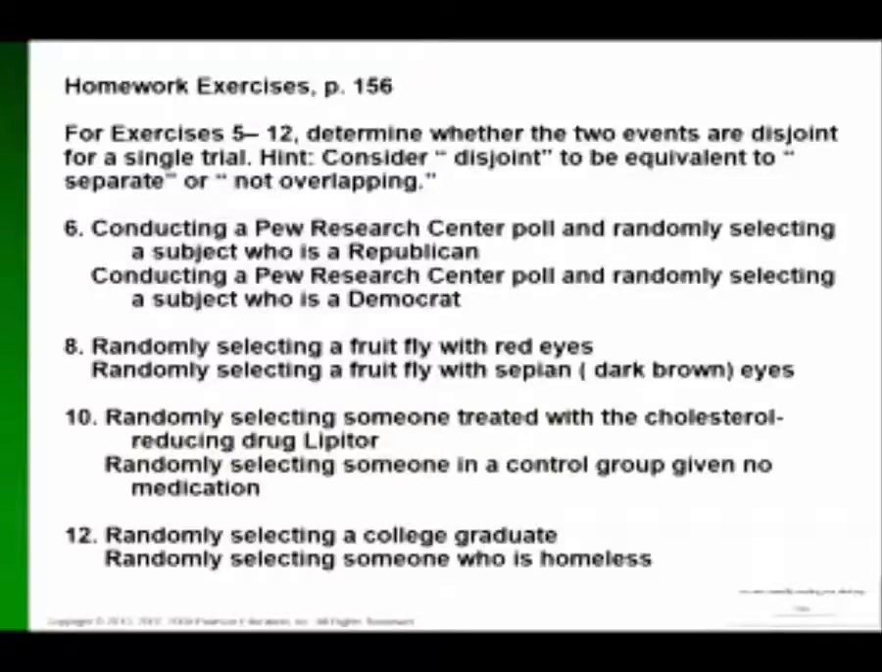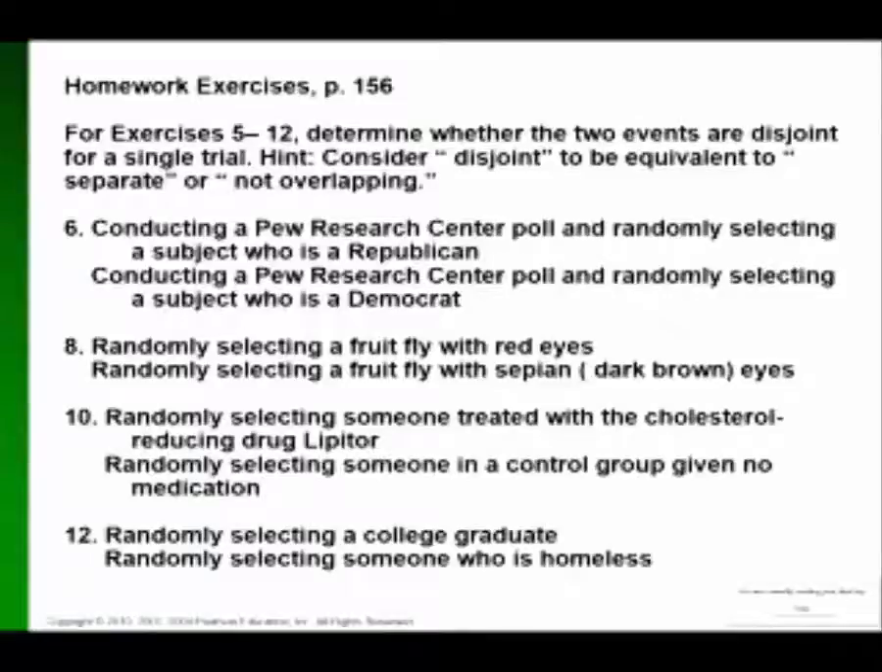Number 10, randomly selecting someone treated with Lipitor and finding out that same person is in the control group and taking no medicine. Can that be the same person? No, it can't. So, joint or disjoint? Disjoint. And number 12, randomly selecting a college graduate and finding out that person's also homeless. That could happen. It's very unfortunate, very sad. But are those two events disjoint or not disjoint? Not disjoint, because it is possible for one person to be in both groups. There could be some overlap there.